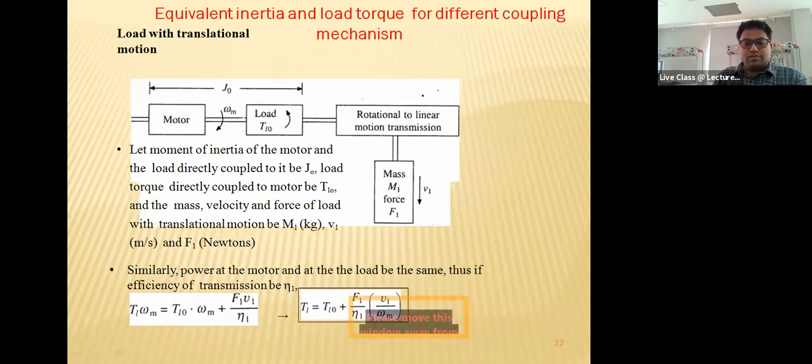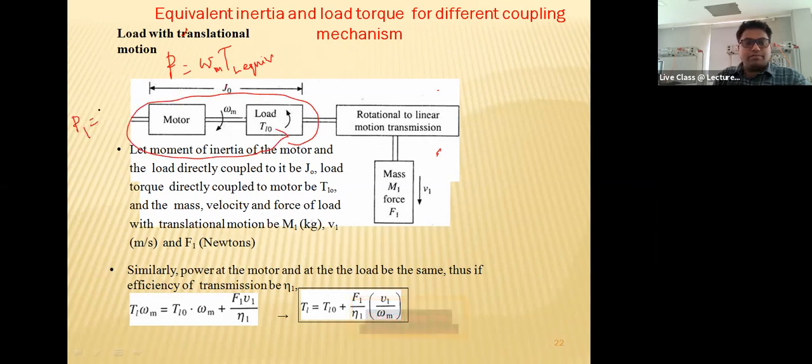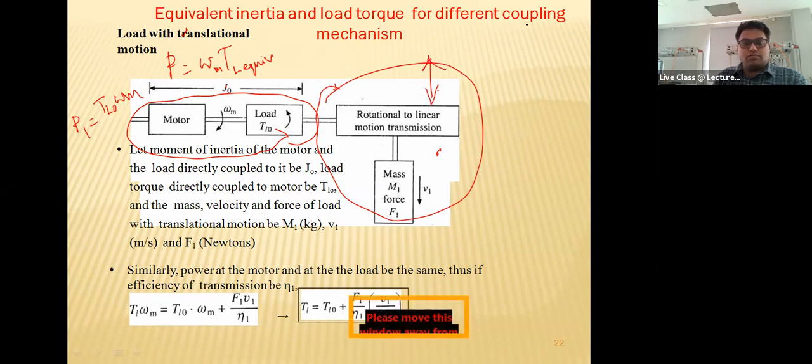So for a linear motion, we have this thing. What is the power for the left side? It is omega T, in short, omega m T L equivalent. That is the total power required to drive the system, right? So for only the left side part, what is the power requirement? P1 would be T L naught omega m, and for this side which is moving up or down, what is the power requirement? It will be force into velocity. I hope this is a class 12 physics based thing. I hope you remember the force into velocity, right? So it is actually F1 V1, and due to the transmission efficiency factor, we are putting an eta here.